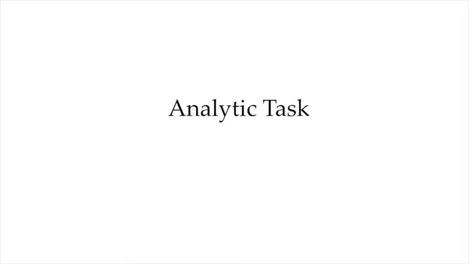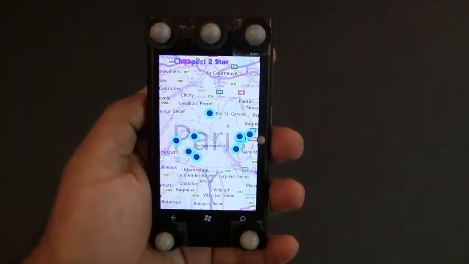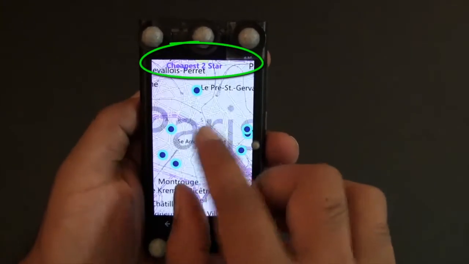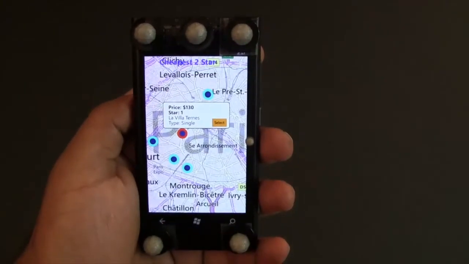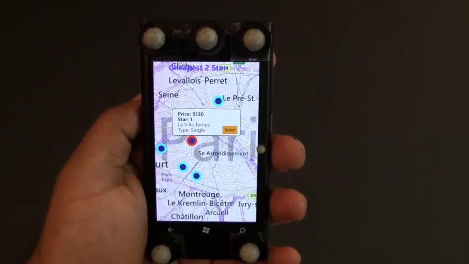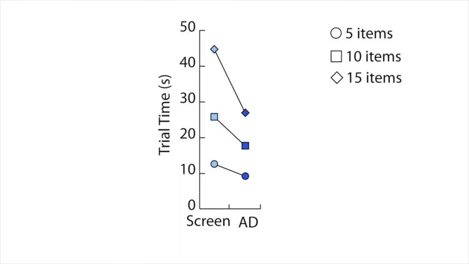We move ahead by demonstrating and evaluating a practical AD binning usage scenario for browsing information content. We asked participants to find the cheapest hotel with a specific rating ranging from 1 star to 5 stars from a map using typical on-screen methods and AD binning. Results showed that participants were significantly faster with AD binning compared to the on-screen technique.